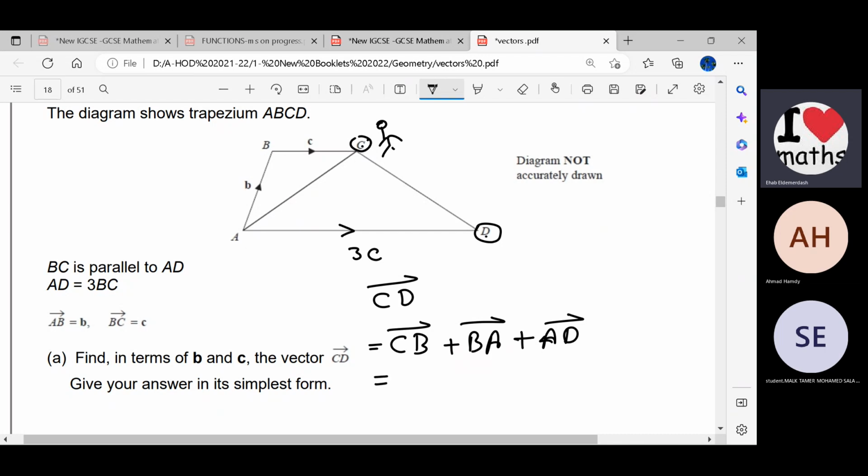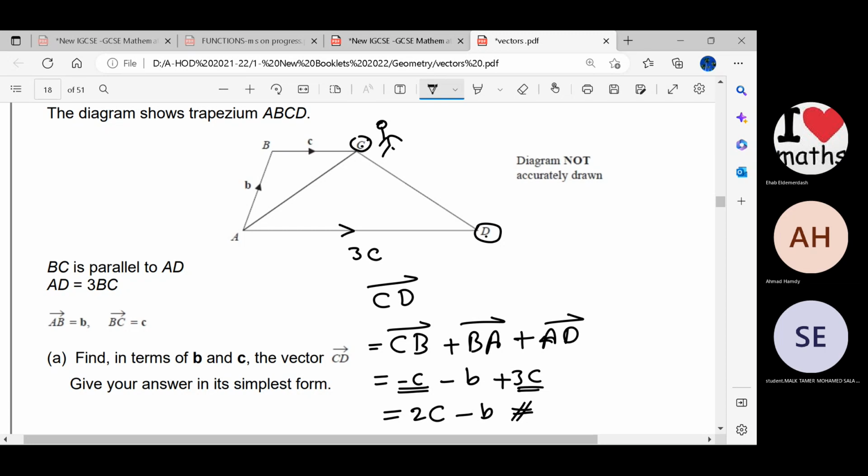Let's work. What is the CB? Minus C, isn't it? I'm just translating. What is the BA? Negative B. Great. What is the AD? Thank you. So what is the final answer? Just calculate the like terms. It will be 2C minus B. Is it clear? So I did the part. Was it difficult? It's really nice.